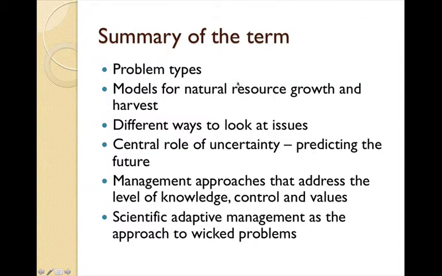Okay, finally, just a quick summary of the term, just to show how all of this relates to scientific adaptive management. At the beginning, we started out with problem types. Then we created some models for natural resource growth and harvest. We took different ways to look at those issues using systems models and network models. And then we saw the central role of uncertainty and how that's because we're predicting the future. Then we talked a little bit about a range of management approaches that address the levels of knowledge and the control and values. And of those, we looked at optimization, but today we focused on one of the most powerful methods we have in environmental science, which is scientific adaptive management, and as it approaches these wicked problems.